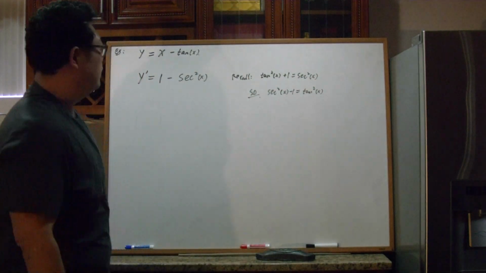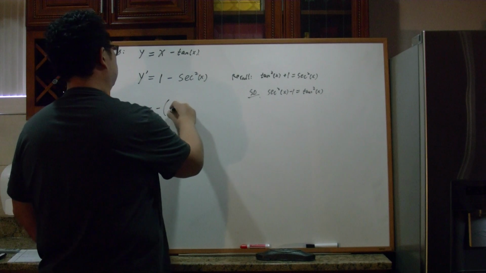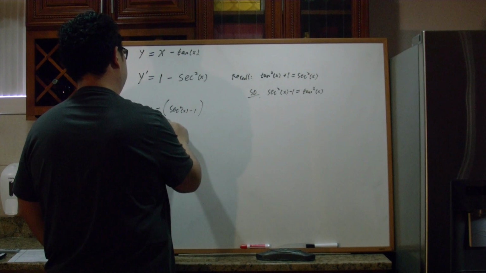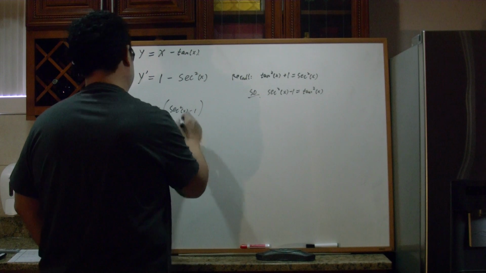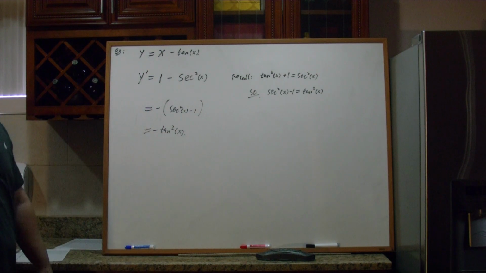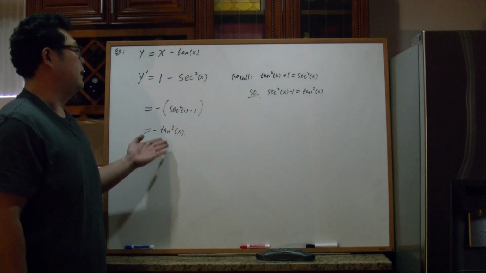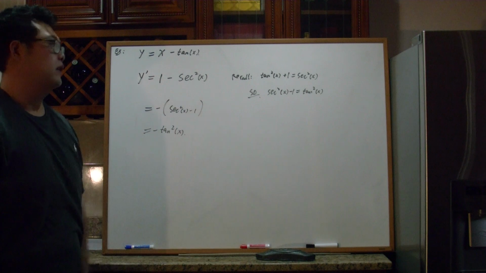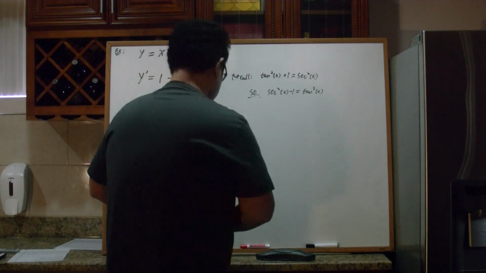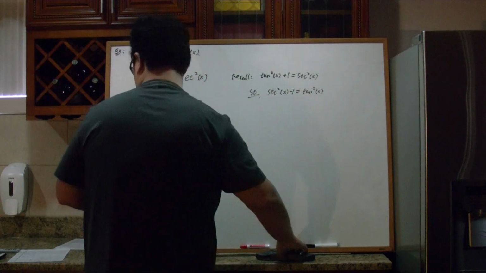Recall that. So when we get 1 minus secant squared, that will be negative secant square of x minus 1, which is negative tangent square of x. Of course, when you simplify, you get y prime to be negative tangent square of x. That is also acceptable, but if you leave the answer like the first one, it is still acceptable. So either one is okay. If you like to be a little shorter, you could write the second one.